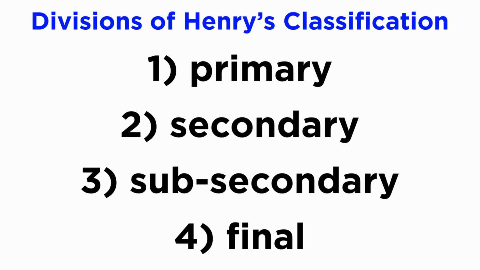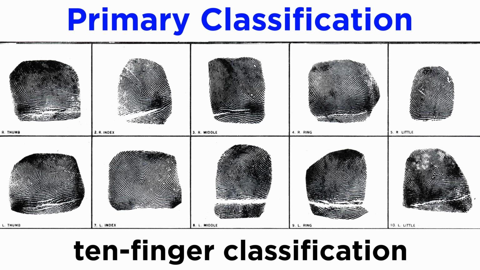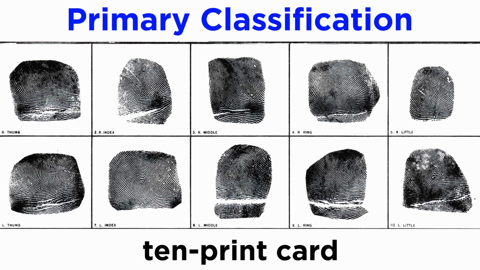Henry's original system of classification involves four main divisions: primary, secondary, subsecondary, and final. Let's go through them one at a time. The first stage of classification is the primary classification. It is a 10-finger classification, which essentially means that all of the fingerprints from both hands are studied here. This fingerprint card is known as a 10-print card. Let's look at how the fingers are numbered on this card.